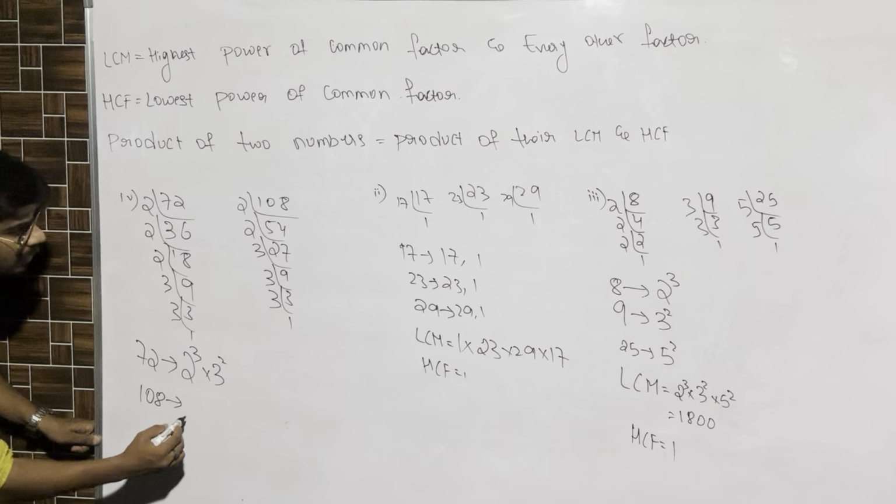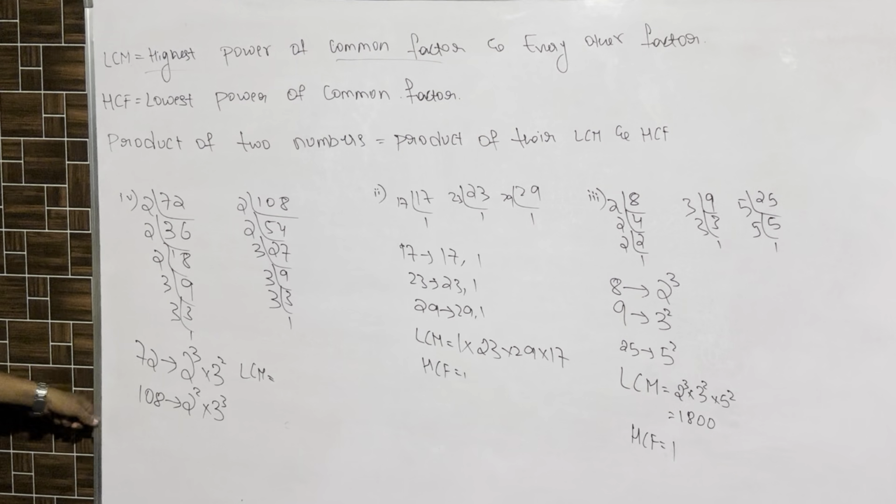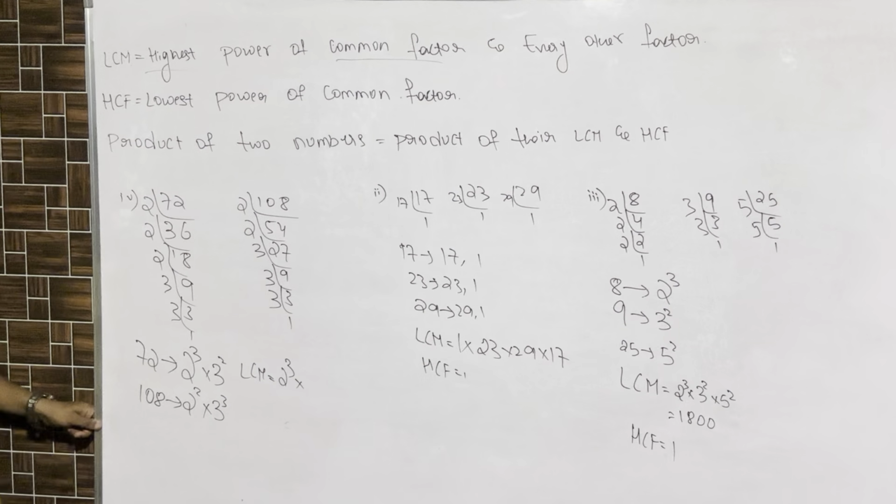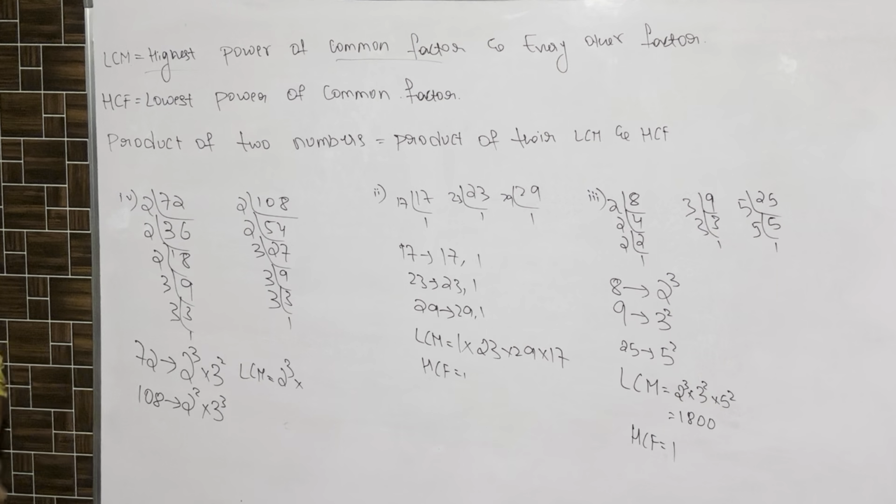Very good. For LCM, what do we have to do? For common factors, we have to take the highest power. What are the common factors? 2 is a common factor. What is the highest power, 2 cube or 2 square? 2 cube. And what is the next common factor? 3 is also common. 3 square or 3 cube? 3 cube.